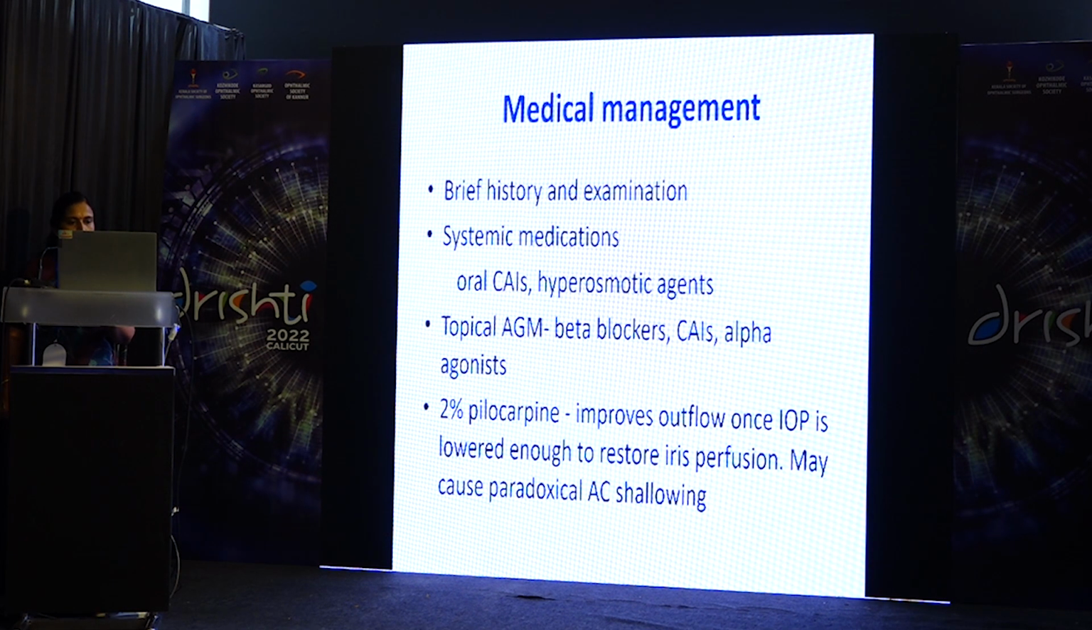What is the role of pilocarpine? It improves outflow once IOP is lowered enough to restore iris perfusion. You can start in the initial part itself, but it acts only if the iris has retained its perfusion. But it may produce paradoxical AC shallowing if the cause of angle closure is the lens.